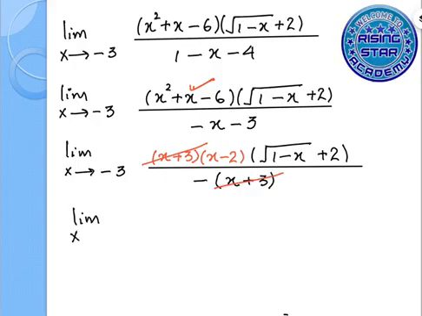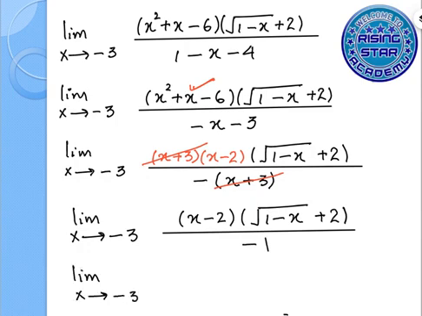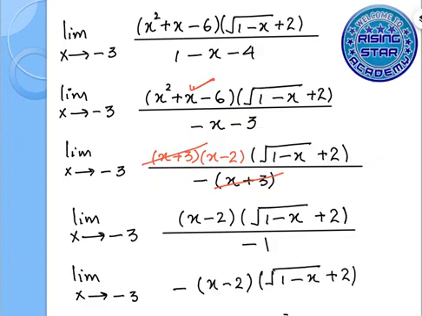So in the next step, limit x approaches -3 will become (x - 2) times (1 - x + 2) over -1. So we can shift this -1 to the numerator. So in the next step, that would become minus (x - 2) times (1 - x + 2).